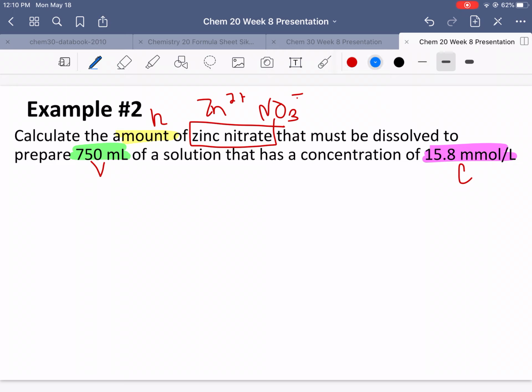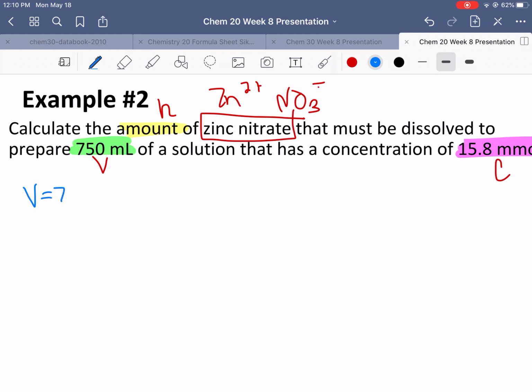Okay, check it out. Let's write down what we know. We have a volume of 750 milliliters. Volume for concentration needs to be in liters, so divide it by 1,000. This is 0.750 liters. We have a concentration of 15.8 millimoles per liter. Not a typo, milli.